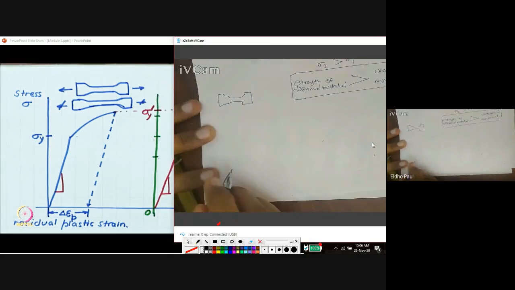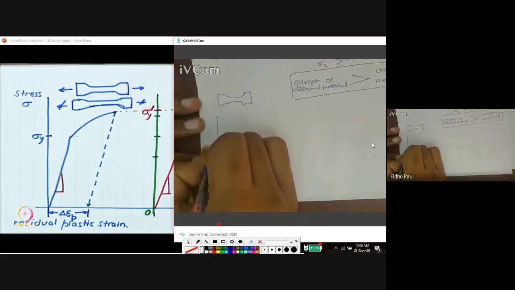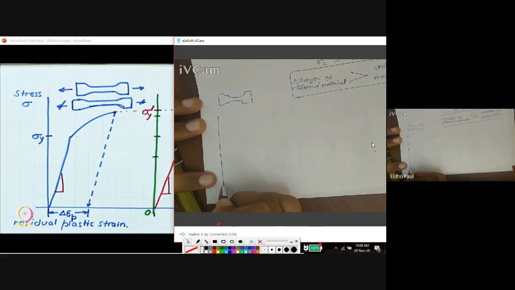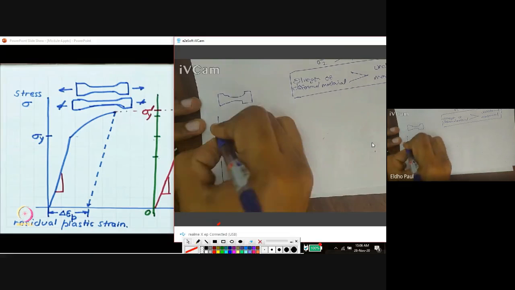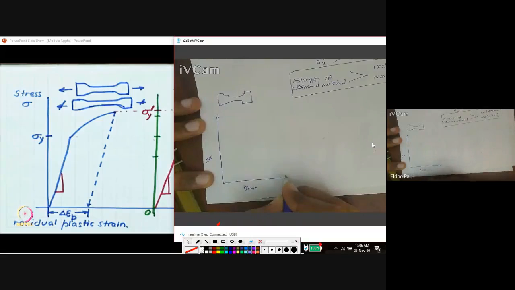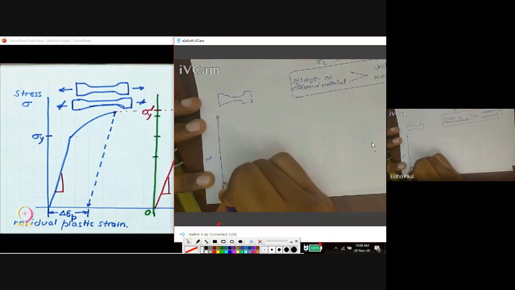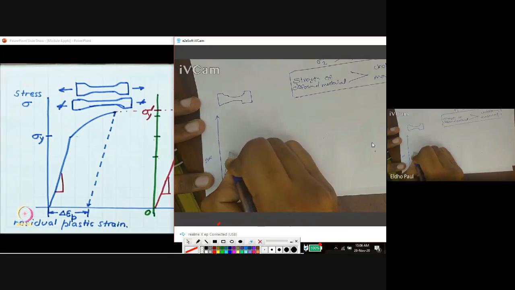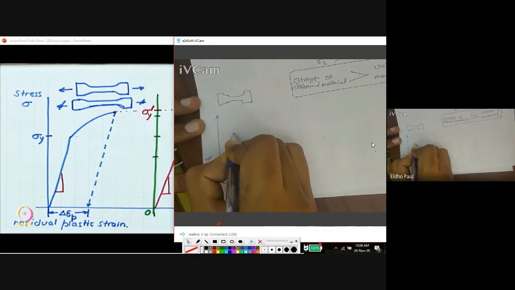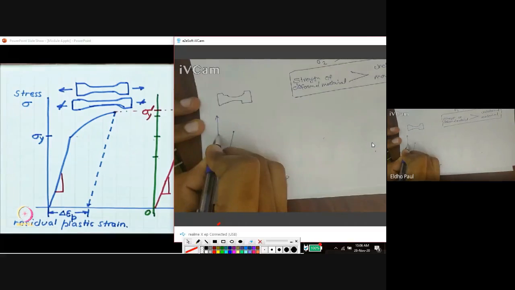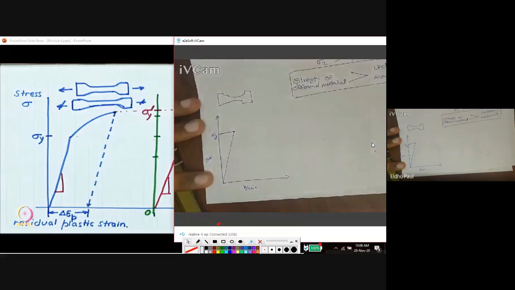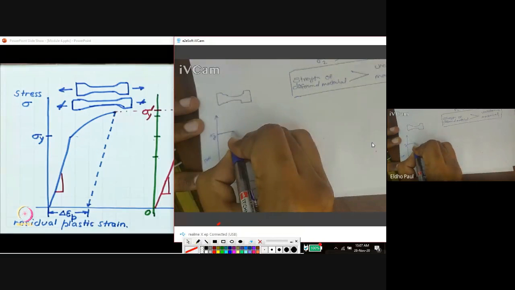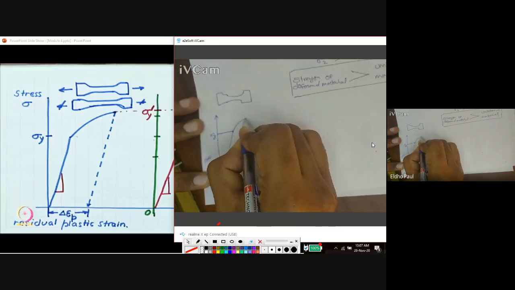Okay, this is my workpiece, and in this material, this is strain, this is stress. I am applying UTM testing. Initially, the proportionality limit is reached and the yield point is reached. This is the yield point, sigma y. After crossing the yield point, the material is permanently deformed.